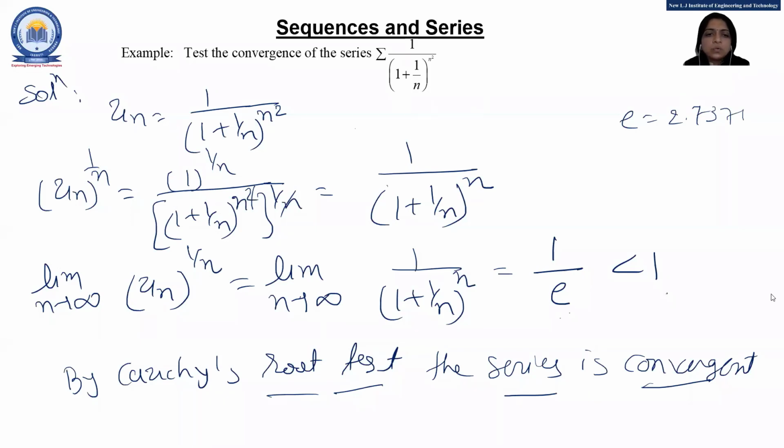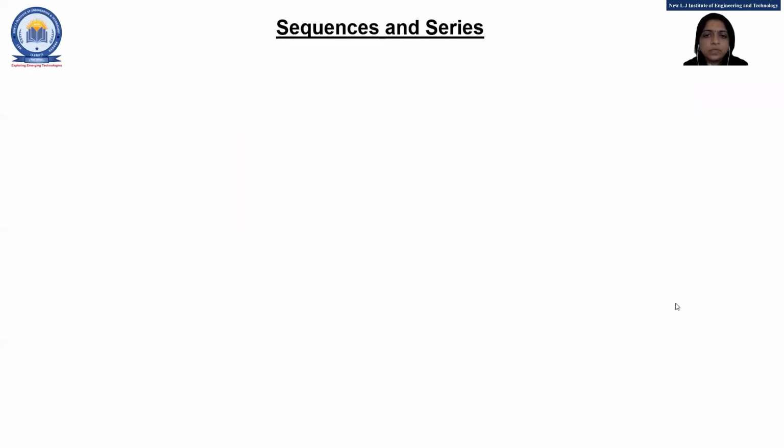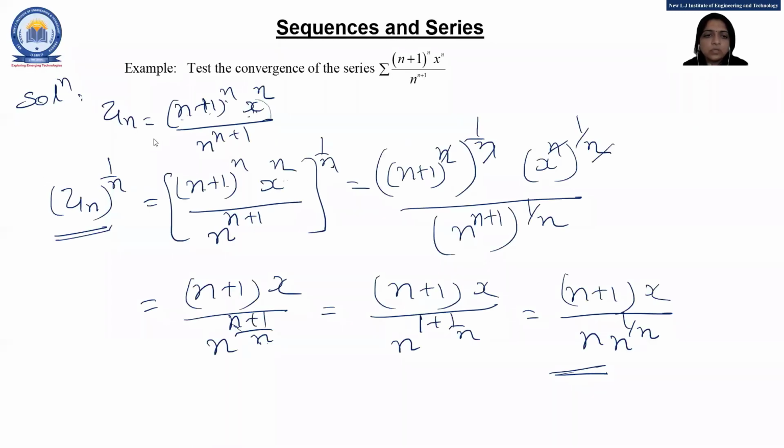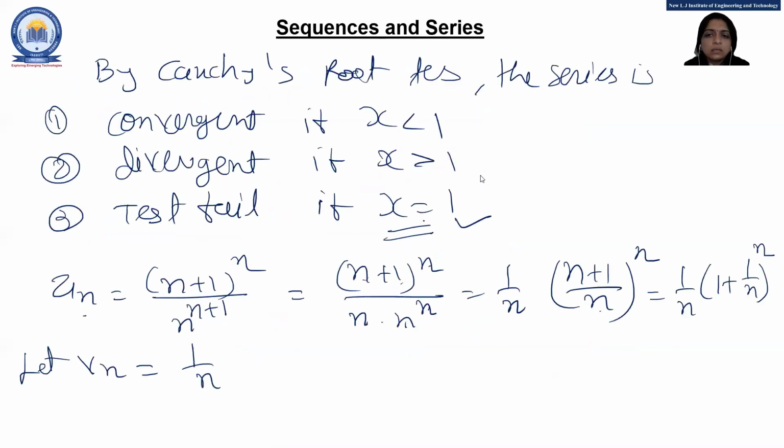See, you can check this last example. This is my un raised to 1 by n, and by Cauchy's root test, the series is convergent. And for this example, un raised to 1 by n, this is the answer.